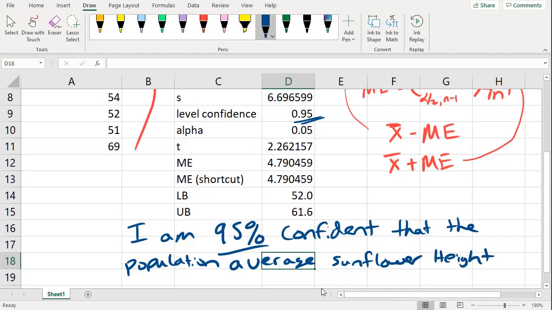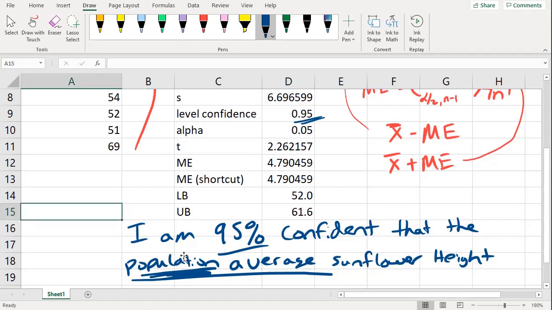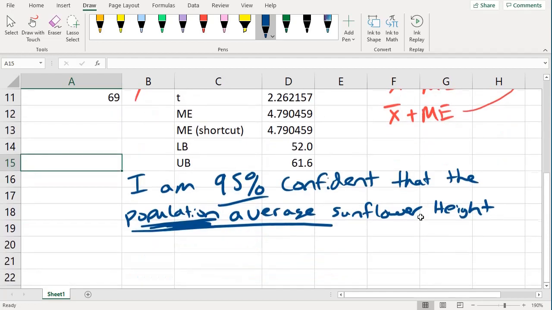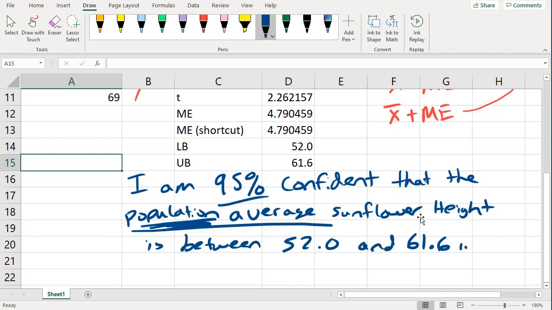All right, I'm interested in knowing something about the population average, not the sample average. I know what the sample average is. What I do not know is what the population average is. So I am 95% confident that the population average sunflower height is between 52.0 and 61.6. I don't know if I mentioned this before, but this is in inches.